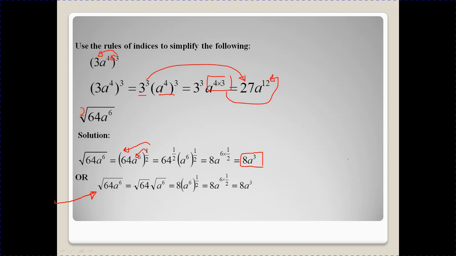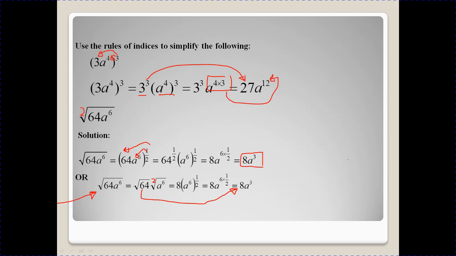Or I can solve it another way, and I prefer this rule. Just distribute the radical sign. 64a^6 can be written as the square root of 64 times the square root of a to the power 6. So the square root of 64 gives directly 8, and then we have the square root of a to the power 6.